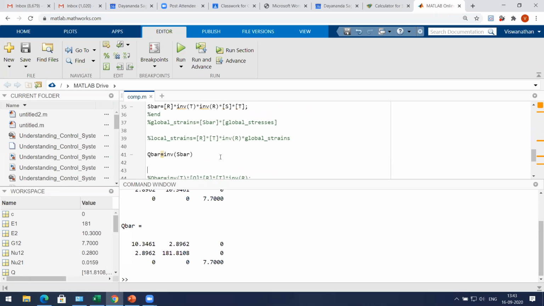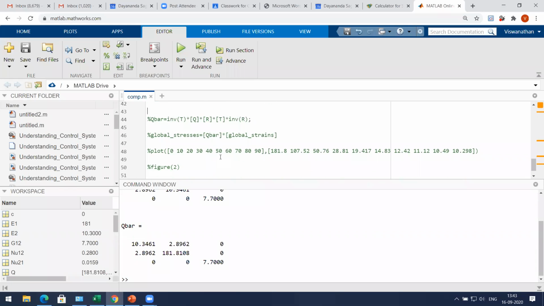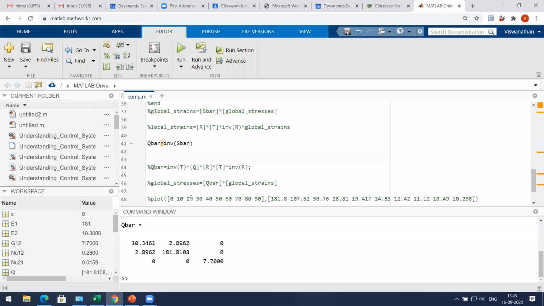So this is Q bar here. Other things are commented, so they are not in the program. Whenever you see a percentage symbol before the code, it means it's not considered in the program. It's commented. So I'm just calculating the Q bar.